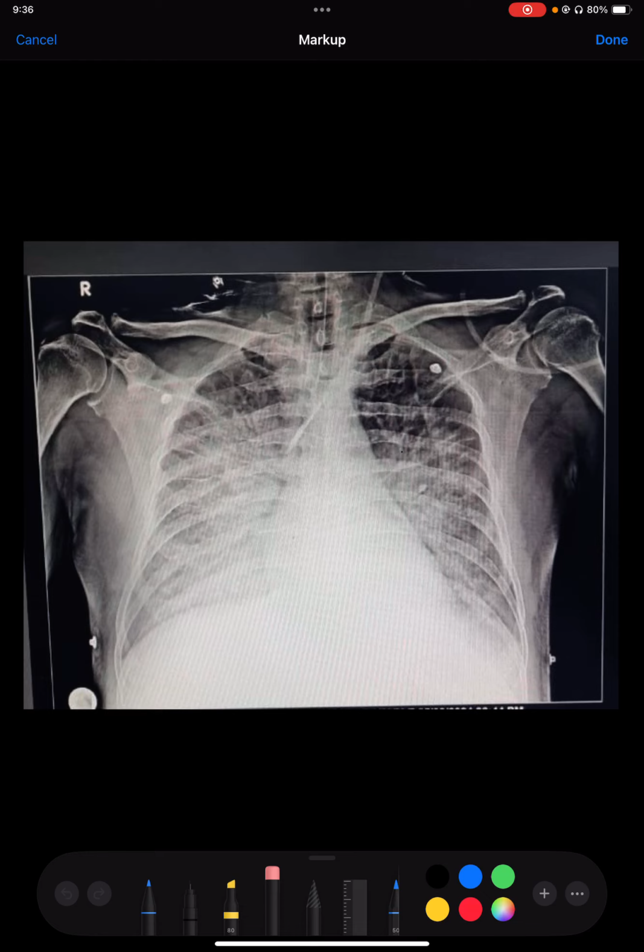Today we'll be discussing a very interesting X-ray, and that is acute pulmonary edema. You can simply pause the video and try to think what exactly we can see in this X-ray. Now in this X-ray we can very clearly make out the heart border. As we can see, this is all heart border, and here is the heart border. We can very nicely make it out.